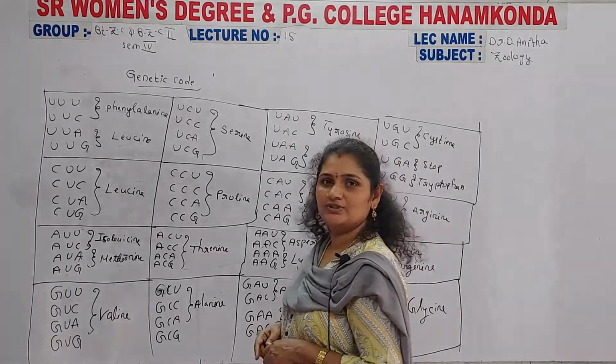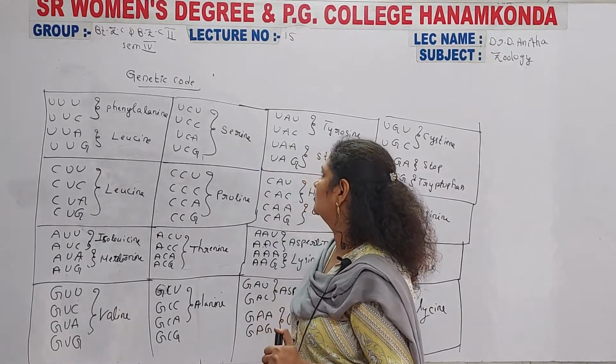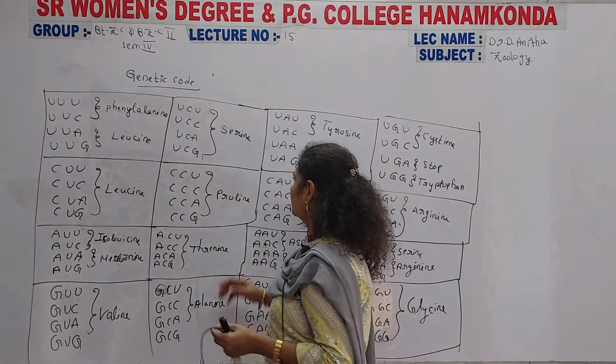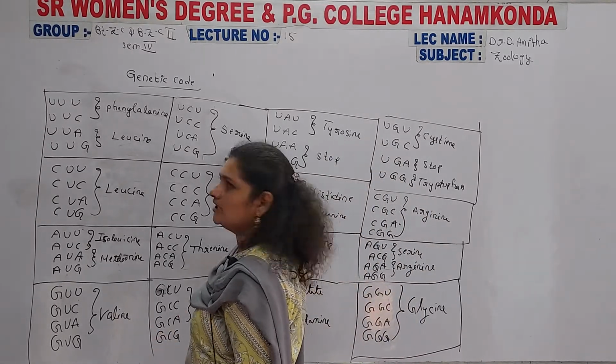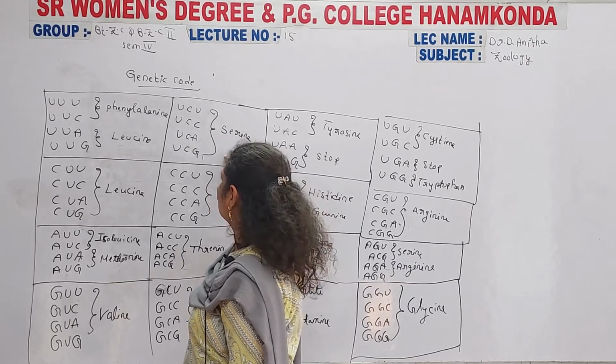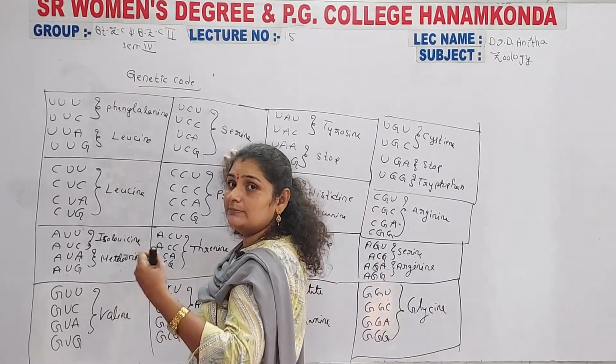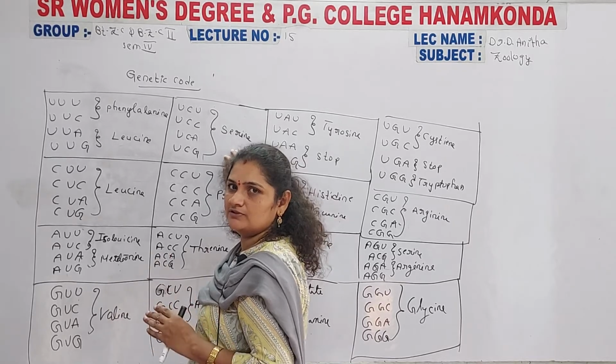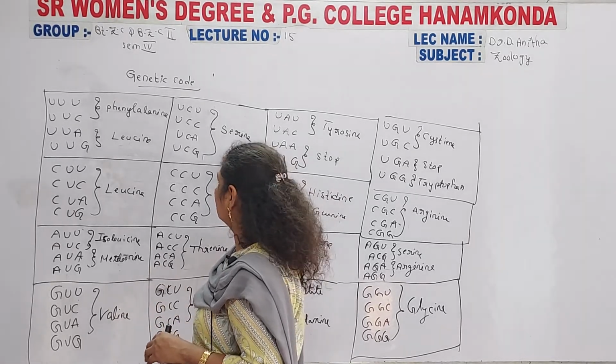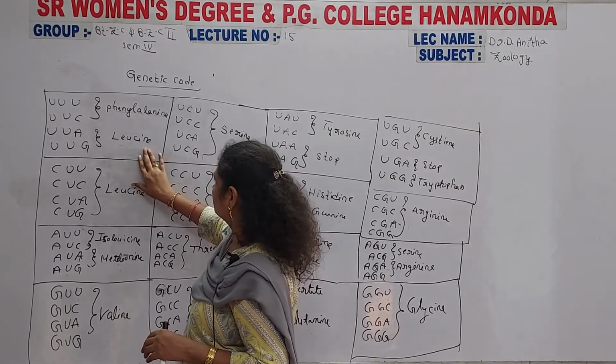See this. It is the genetic codon table. Actually, there are 20 amino acids, and some of the amino acids are repeatedly coded with different types of codons. You can observe that here.